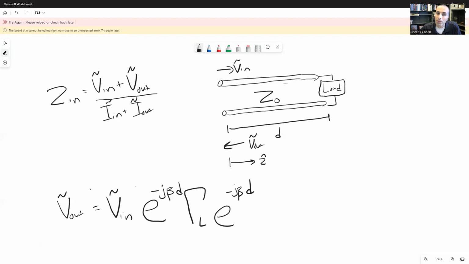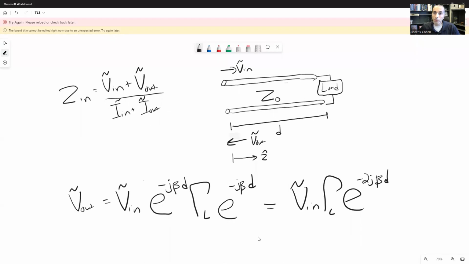We've basically figured out what the phasor value of the emerging voltage is as a function of the incoming phasor, simply by propagating it to the end, reflecting, and propagating it back out. We, of course, can combine these e to the minus j beta D terms, and we get V in times gamma L times e to the minus 2j beta D. Okay, so that's voltage. Let's do the same thing with current now.